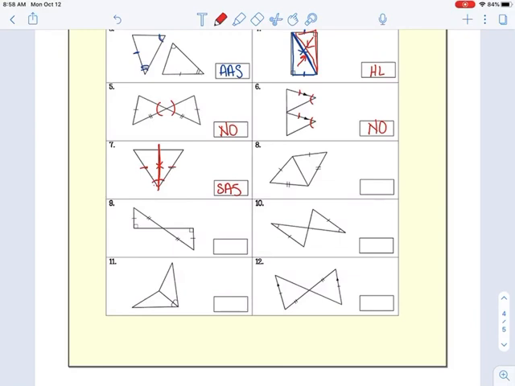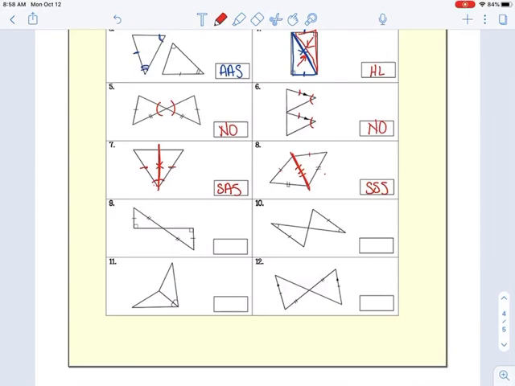For 8, we have two sides that are marked off already. And again, if I need my third side, I can use the reflexive property on that piece there. So that I have 1, 2, 3 sides congruent to 1, 2, 3 sides. That would be side, side, side.